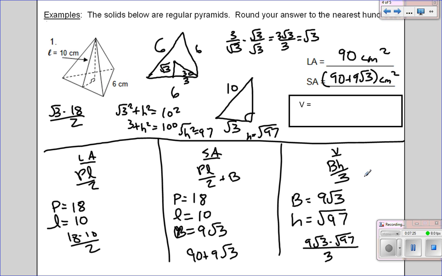So 9 times 1 is 9 times the square root of 97 times 3. So root 291 divided by 3, which is 3 root 291. And that's centimeters cubed. And if you rounded that, you would just type in 3 square root of 291 and get 51.176 centimeters cubed.